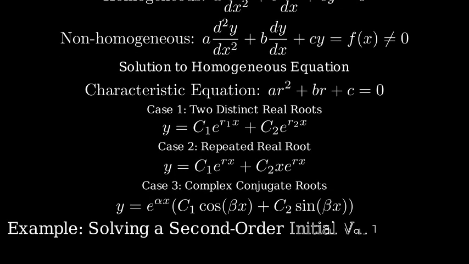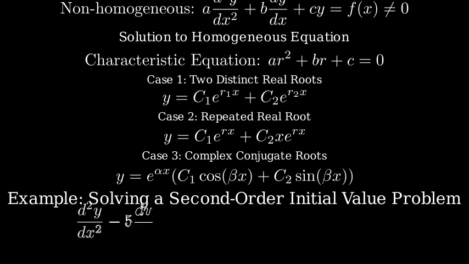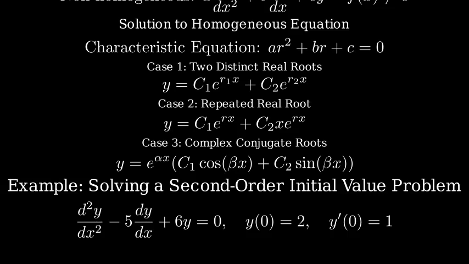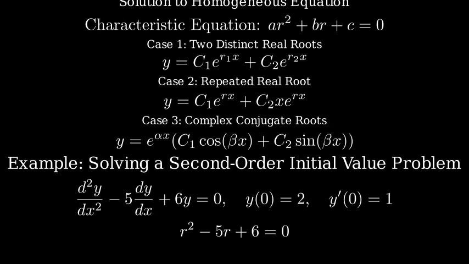Consider the differential equation d²y/dx² minus 5·dy/dx plus 6y equals 0, with the initial conditions y(0) equals 2 and y'(0) equals 1. First, we find the characteristic equation, which is r² minus 5r plus 6 equals 0. Factoring this equation, we get (r minus 2)(r minus 3) equals 0, which gives us the roots r equals 2 and r equals 3.